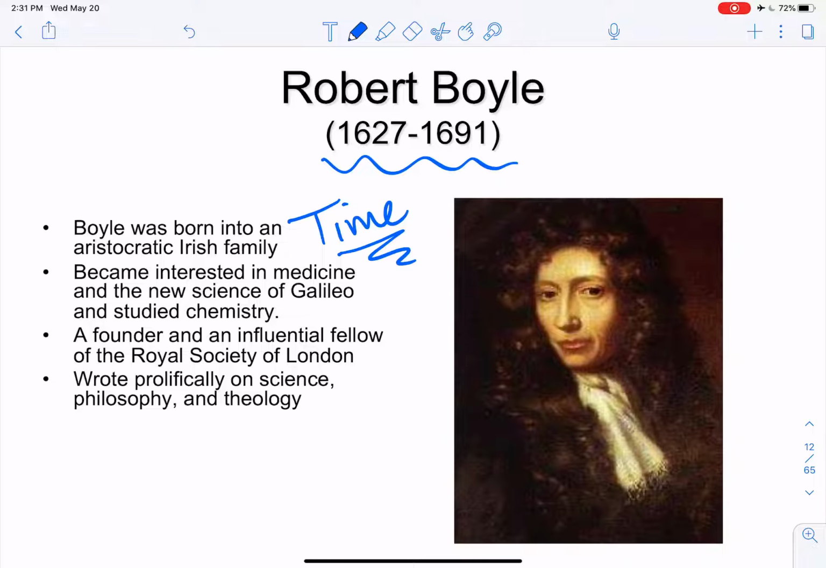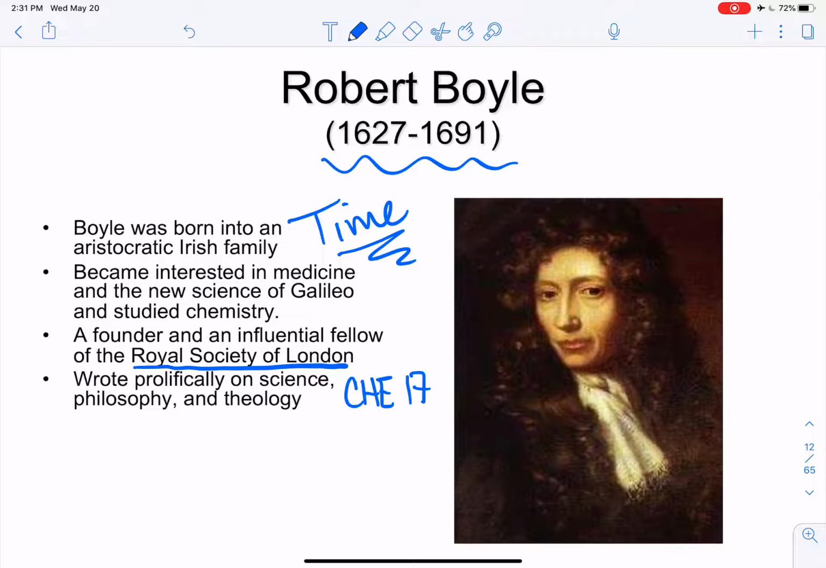All right, so what happened was he became interested in medicine and science because of all the science that Galileo did, and this guy wanted to study chemistry. And he was also one of the founders of the Royal Society of London. And if you want to learn a little bit more about the Royal Society of London, you need to take Chem 17 with me, which is a history of science, which is really fun, and you're going to have a good time with it because you're going to sign up for it, right?